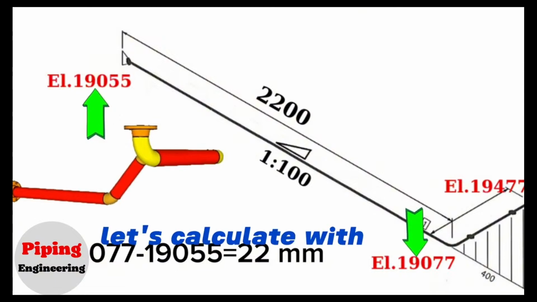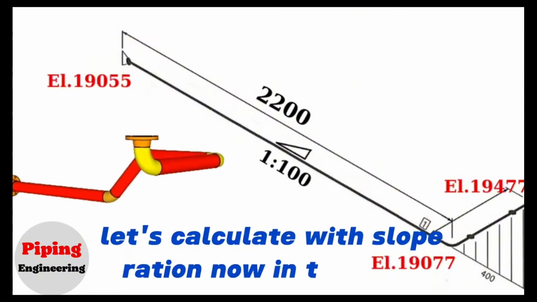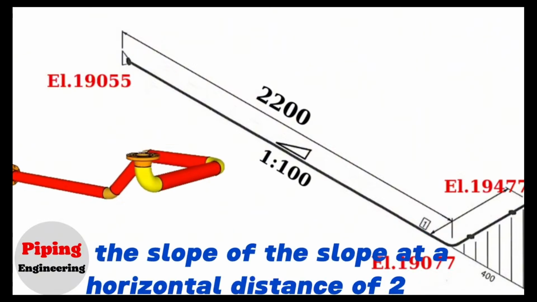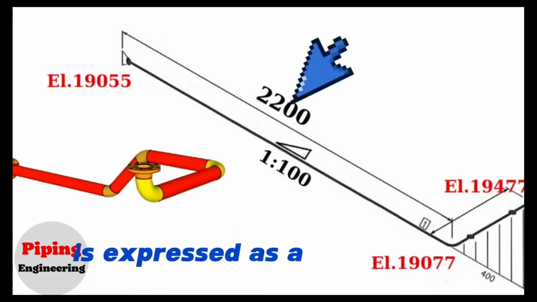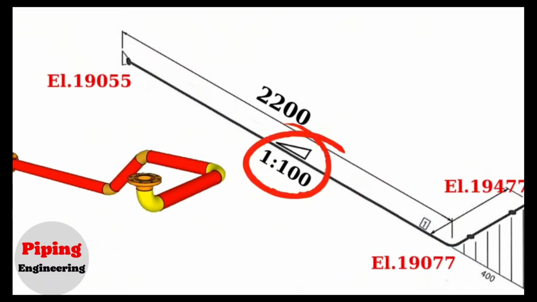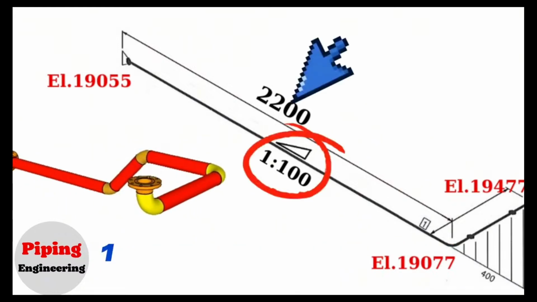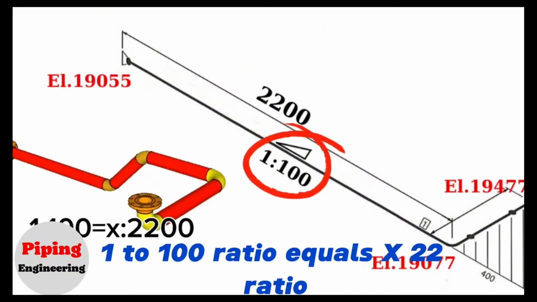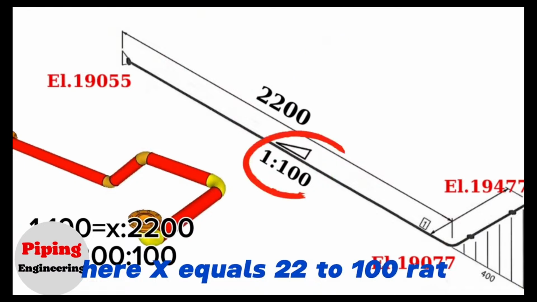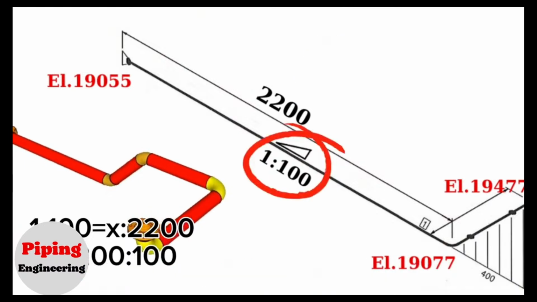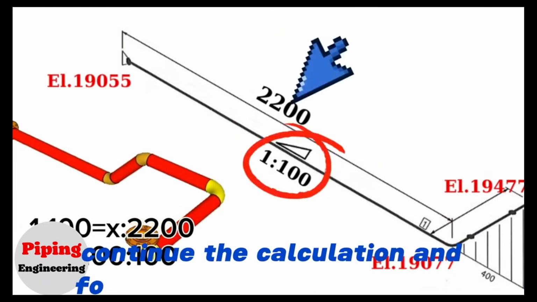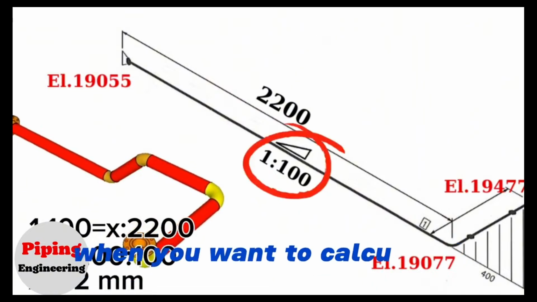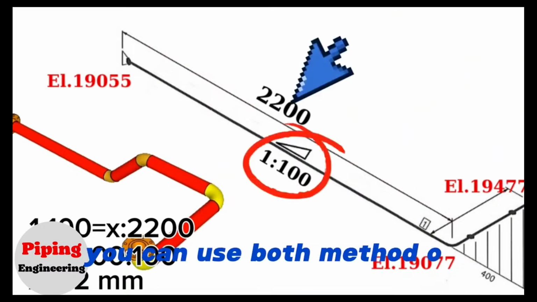Let's calculate with slope ratio now. In this pipe isometric drawing, the slope at a horizontal distance of 2,200 is expressed as a ratio of 1 to 100. 1 to 100 ratio equals x to 2200 ratio. Here x equals 2200 divided by 100. Continuing the calculation, we find x equals 22 mm. When you want to calculate a slope, you can use both methods on the piping drawing.